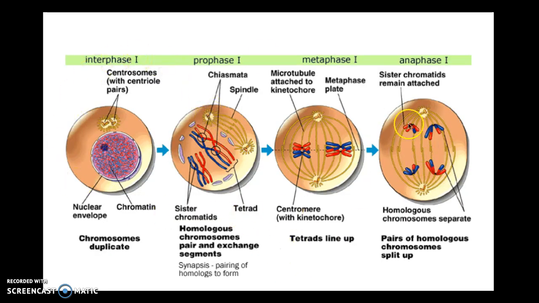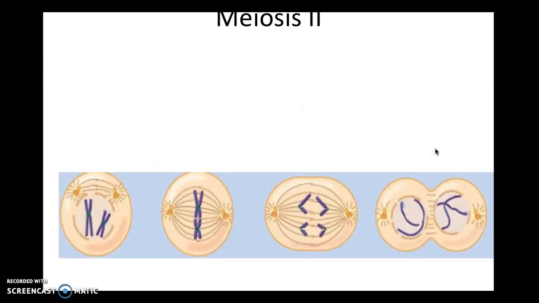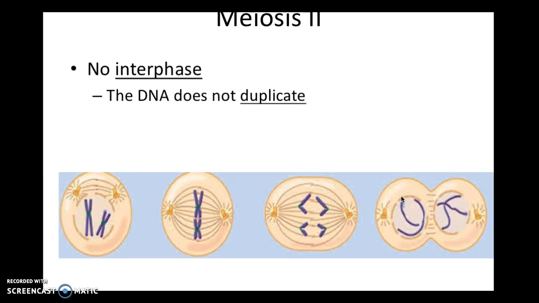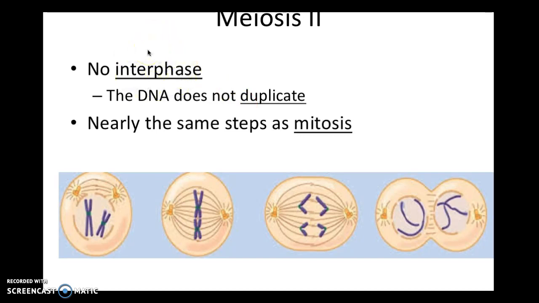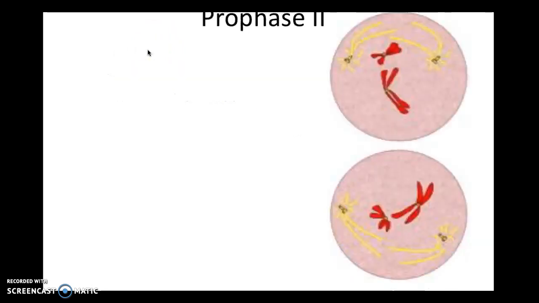So here's an overall summary slide. Okay, so here I have crossing over, I line them up, and I separate the homologous pairs. During meiosis 2, I go from 2 butterflies, if you will, down to the butterfly wings to form a haploid set. There is no interphase. The DNA does not duplicate. That is key, because remember, duplication happens in interphase. It does not do that. And it's near the same steps of mitosis, so you're going to see some repeats.